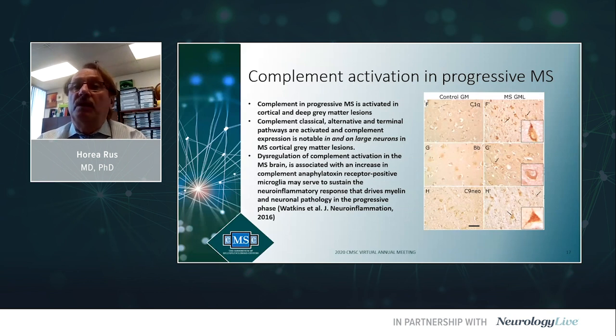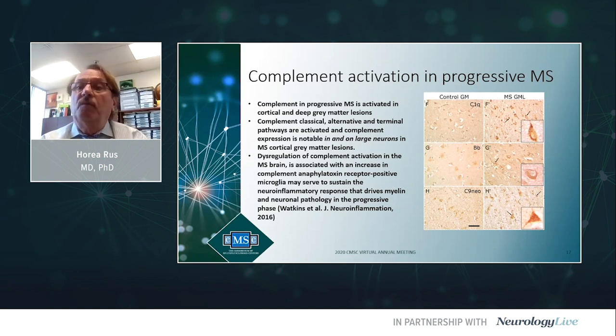Complement activation was also observed in progressive MS lesions. In progressive MS, complement is activated in cortical and deep gray matter lesions. Complement classical, alternative, and terminal pathways are found to be activated, and complement expression is notable in and on large neurons in the MS gray cortical matter lesion.